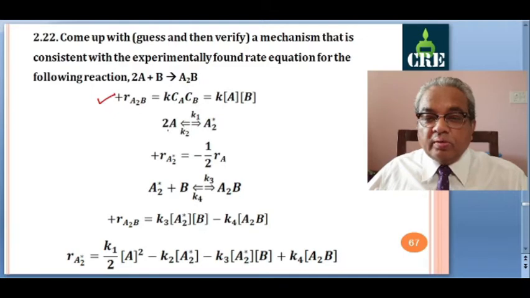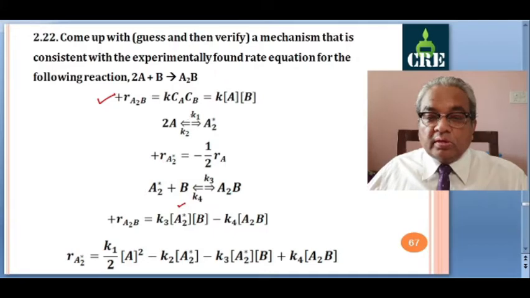Here 2 moles of A gives 1 mole of A2 star. So rate of formation of A2 star is equal to half that of the rate of disappearance of A. Rate of formation of A2B is formed in this reaction. So K3 concentration of A2 star into concentration of B minus K4 into concentration of A2B. We want to eliminate this, so I want to write the net rate of formation, and that will equate to 0. So we are writing in terms of A2 star.